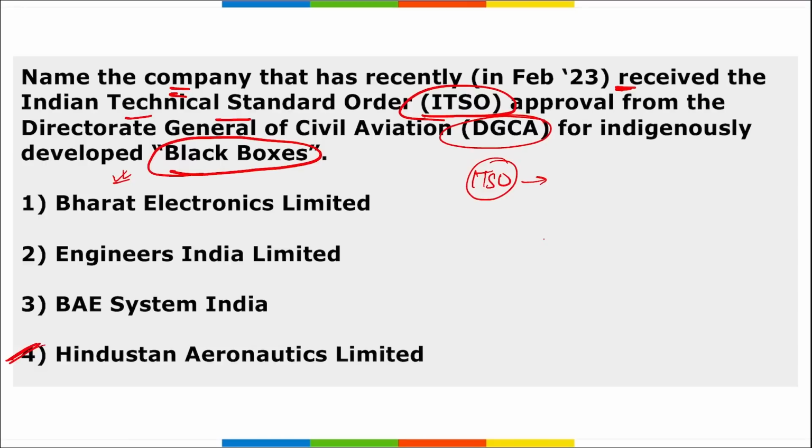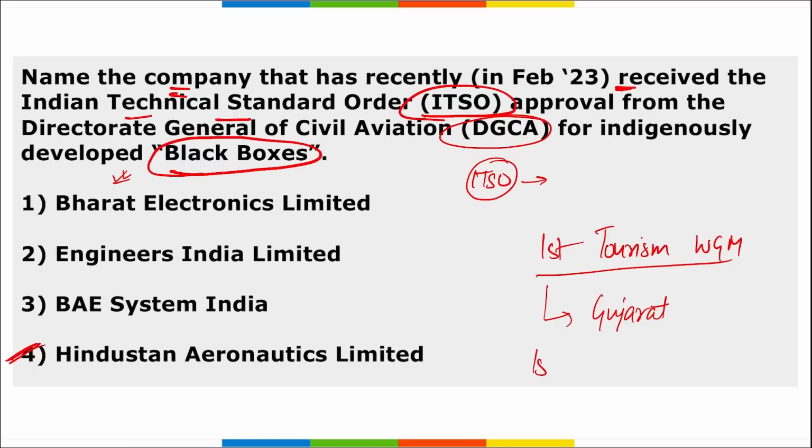Then tell me first tourism working group meeting. First tourism working group meeting was held where? It was held in Gujarat. First tourism working group meeting was held in Gujarat. Then remember, Madhya Pradesh renames Bhopal's Islam Nagar as Jagdishpur. That is, Bhopal's Islam Nagar was renamed to Jagdishpur.